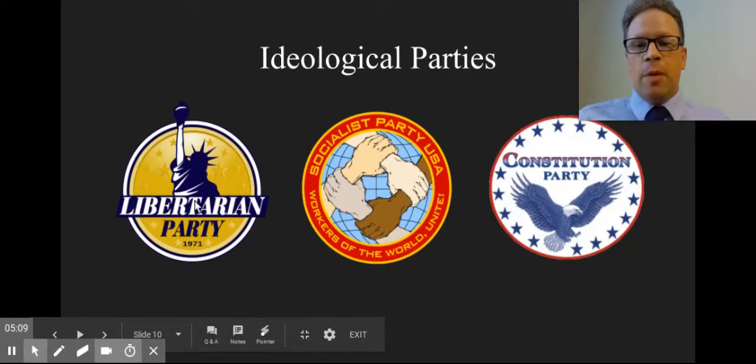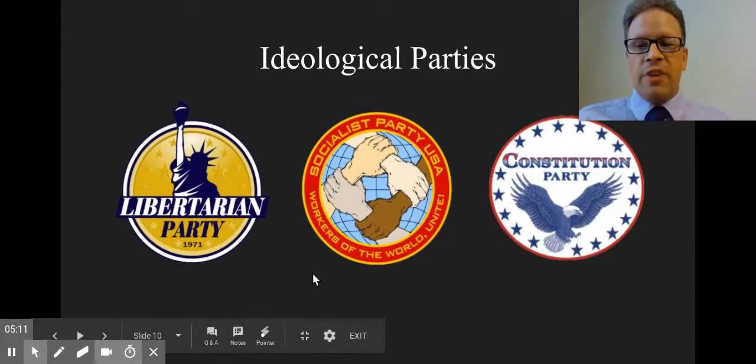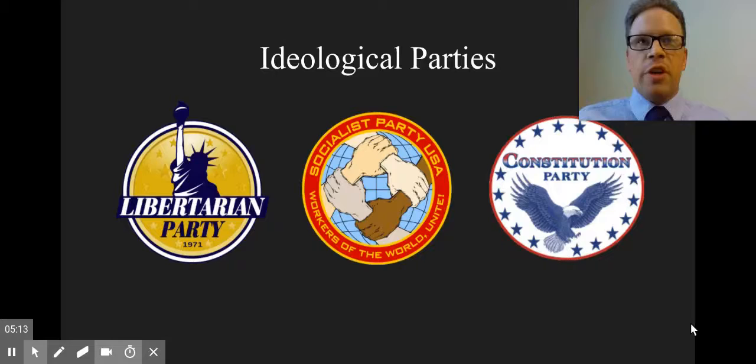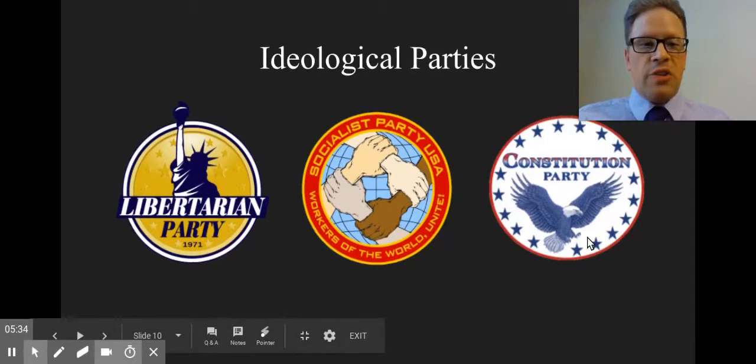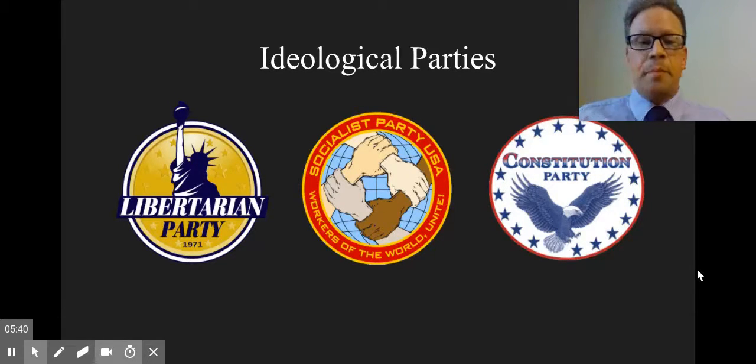For instance, the Libertarian Party, their primary concern is liberty and freedom to do as you wish, which means they generally think the government should be out of most everything. They don't like taxes. They don't like illegal drugs being illegal. They generally want everything to be fair game. Constitution Party, believe it or not, they're going to be all about the Constitution. If it's not in the Constitution, they're not going to be a fan.